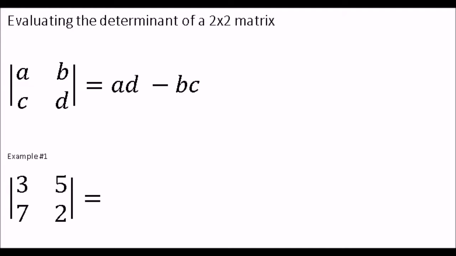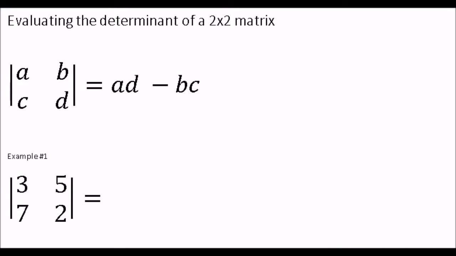Today we're going to be learning how to evaluate the determinant of a 2 by 2 matrix. If you are given something in this form, where you have a 2 by 2 matrix, but instead of the brackets that they normally have, you see two vertical lines, that is instructing you to find the determinant.